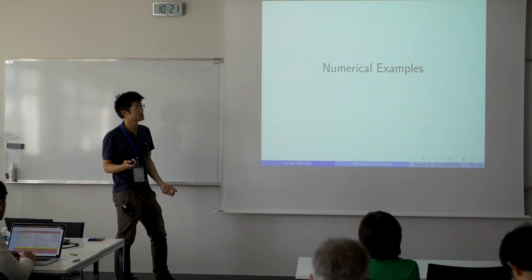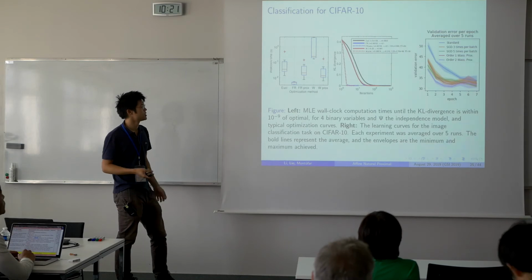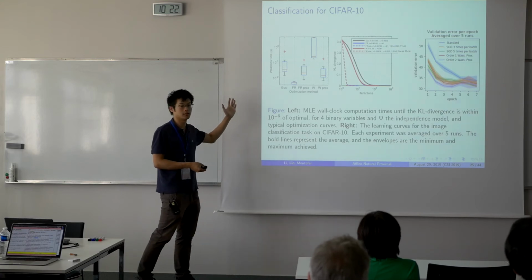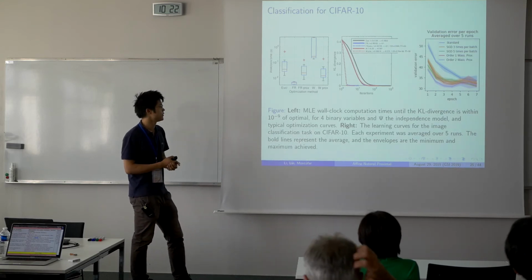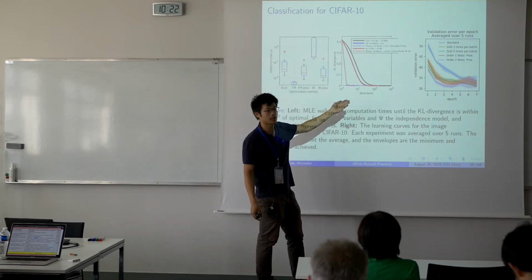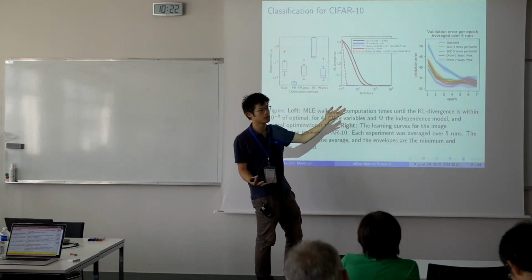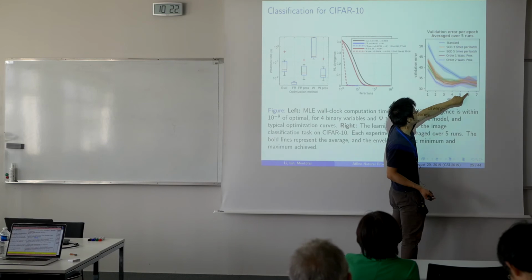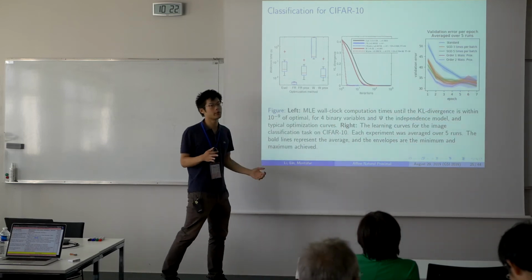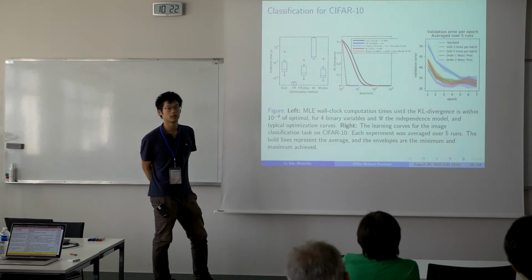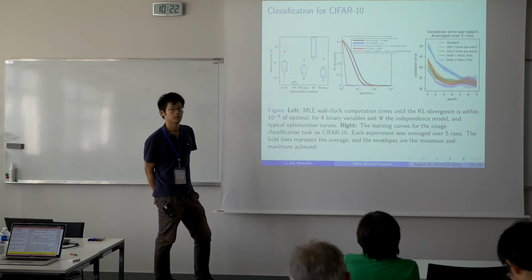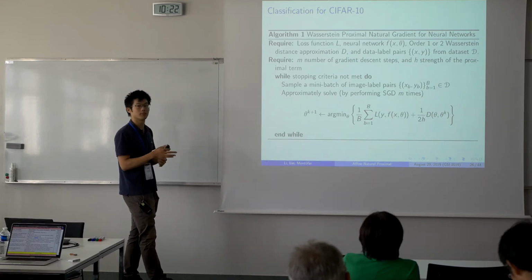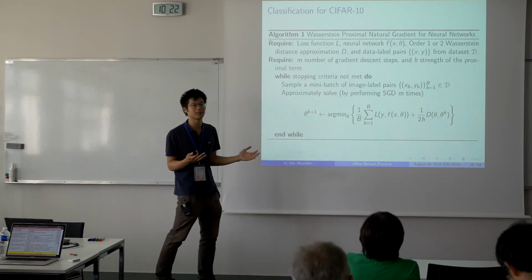Okay, some numerical examples. As you can see, when we do this, it works pretty well. On the left, we have a maximum likelihood estimation of an independence model. On the right, we have a classification using a CNN, a convolutional neural network. We can see that the optimization curves of the order 1 and order 2 Wasserstein proximals are much better than the standard SGD. This is the algorithm if you want to look it up. This is mainly for the video: if you want to rewatch and look at the algorithm, you can just pause the video.